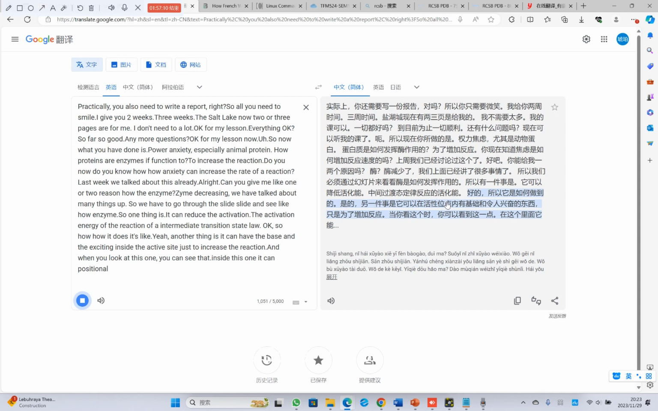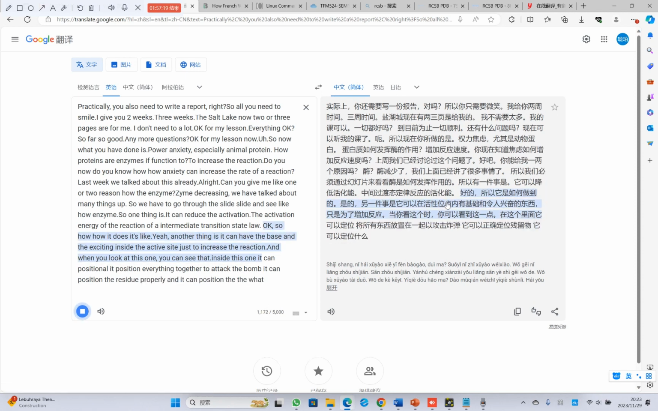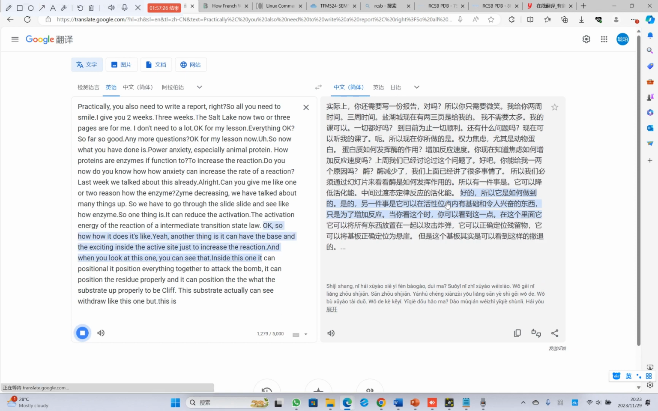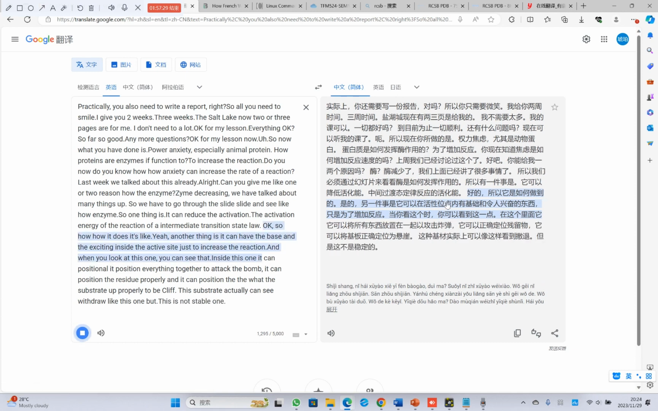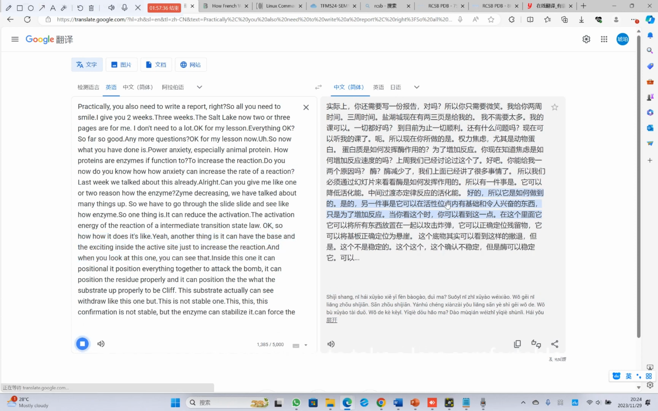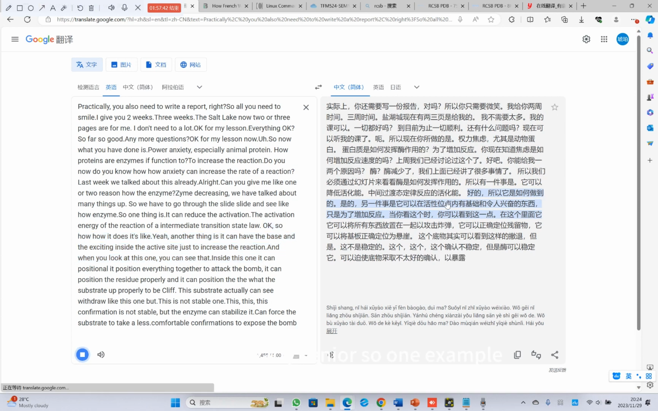It positions everything together to attack the bond. It can position the residue properly, and it can position the substrate properly to be cleaved. This substrate, you can see it drawn like this, but it is not a stable conformation. The enzyme can stabilize it, can force the substrate to take a less comfortable conformation to expose the bond so it can cleave it.